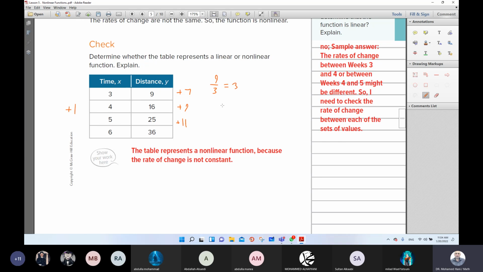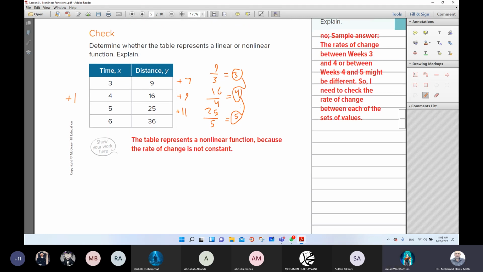And the slope here, 16 over 4 equals 4. And the slope here, 25 over 5 equals 5, etc. As you see here, this answer is different than this answer, different than this answer. So means we have change in the slope, or we have change in the rate of change. So this is not constant. Means we have non-linear.